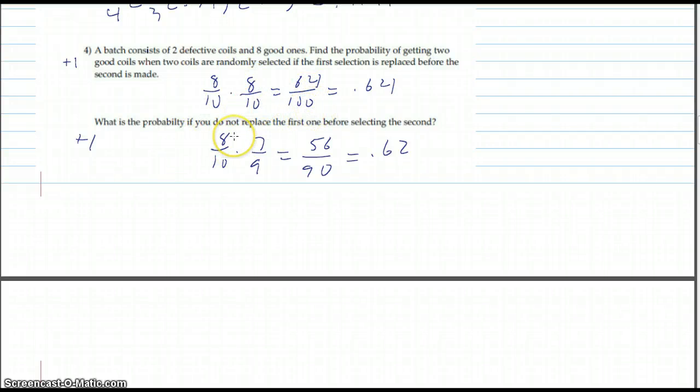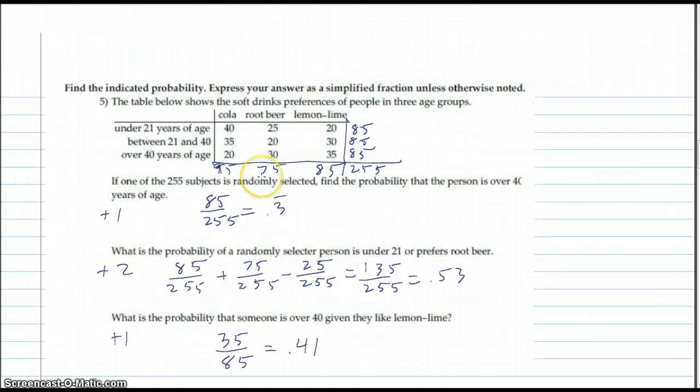And then redo this without replacement, which means 8 out of 10, again, is the first selection, but since there's only 9 left, and only 7 of them are good because we pulled 1 out, so it's 8 out of 10, 7 out of 9, it goes down to 62% chance.